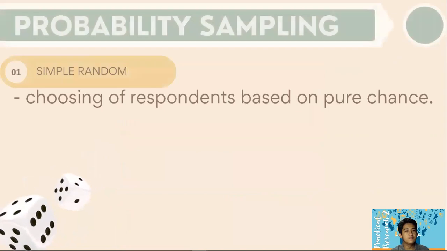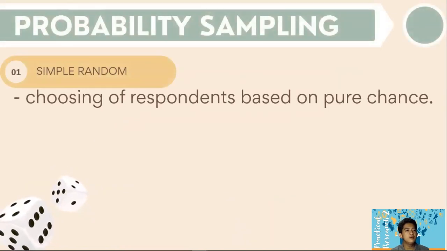The first one, the simple random sampling, is choosing respondents based on pure chance. So we use lottery here. We can use a fishbowl technique, or draw lots, or dice. The advantage of this is that it's easy to conduct and it has a high probability of achieving a representative sample. And it meets the assumptions of many statistical procedures. But if there's an advantage, there's also a disadvantage.